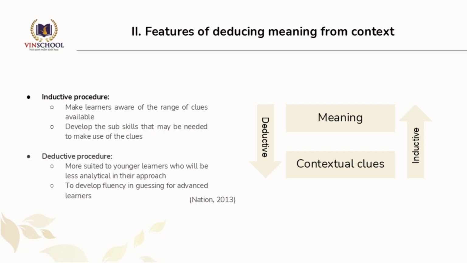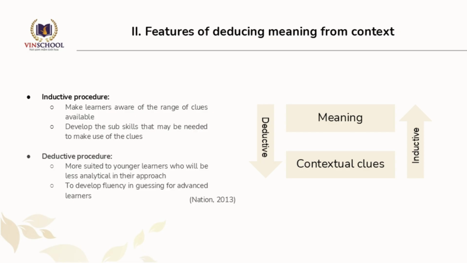According to Nation, 2013, there isn't a single method for guessing meanings from context. However, most methods rely on similar types of clues. Some strategies take an inductive approach to arrive at a guess, while others are deductive, working backward to validate the guess. The deductive approach is particularly suitable for younger learners who may not analyze as deeply, as well as for advanced learners who are already familiar with various clues and want to enhance their fluency in guessing.